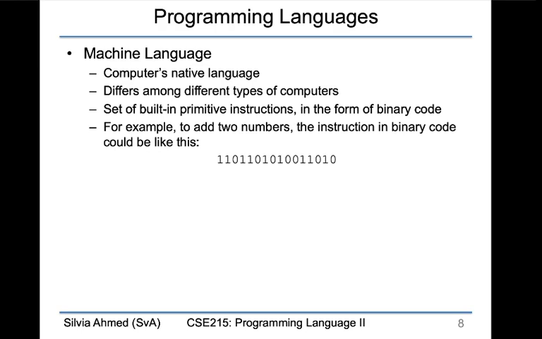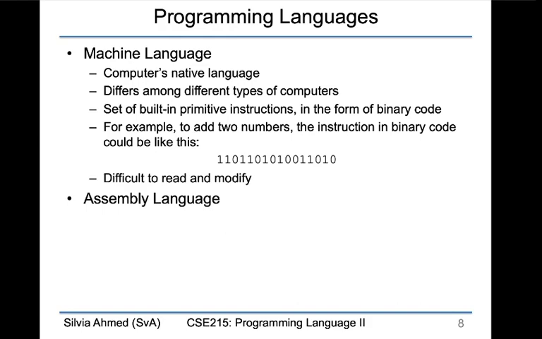For example, to add two numbers, the instruction in binary code could be like this, all zeros and ones. You can imagine how difficult it would be if we were supposed to write with zeros and ones to do every single piece of work that we now do with a computer, which is very difficult to read and definitely even more difficult to modify.